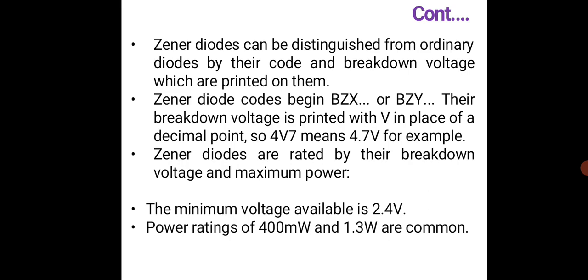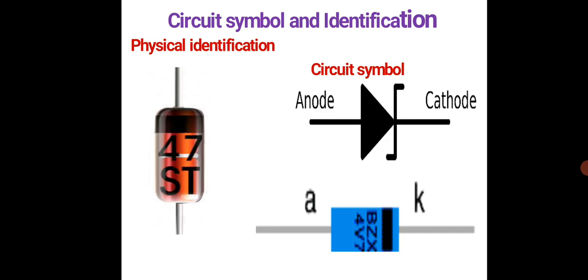So Zener diodes are rated by their breakdown voltage and maximum power. The minimum voltage available is 2.4 volt. Power ratings ranging between 400 milliwatt and 1.3 watt are common. So this is the circuit symbol. You could see this is a physical identification. It is mentioned here, you can see 4V7. It is actually 4.7 volt.